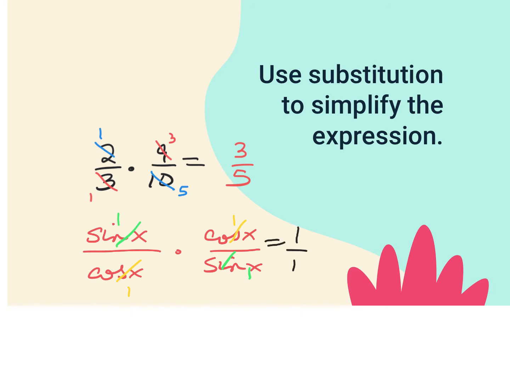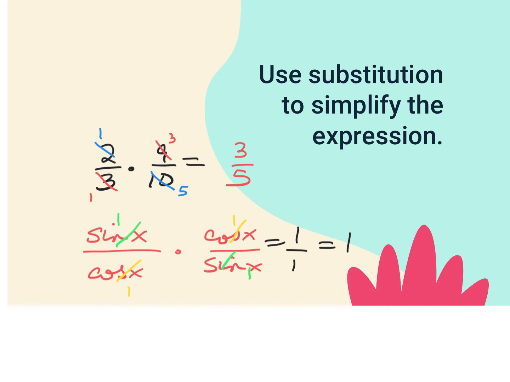Multiply what remains. 1 times 1 on the top, 1 times 1 on the bottom, simplifies to a 1. So that's our goal here. Remember, when you do that cross simplification, it doesn't make it disappear, it turns it into a 1. So just remember that.